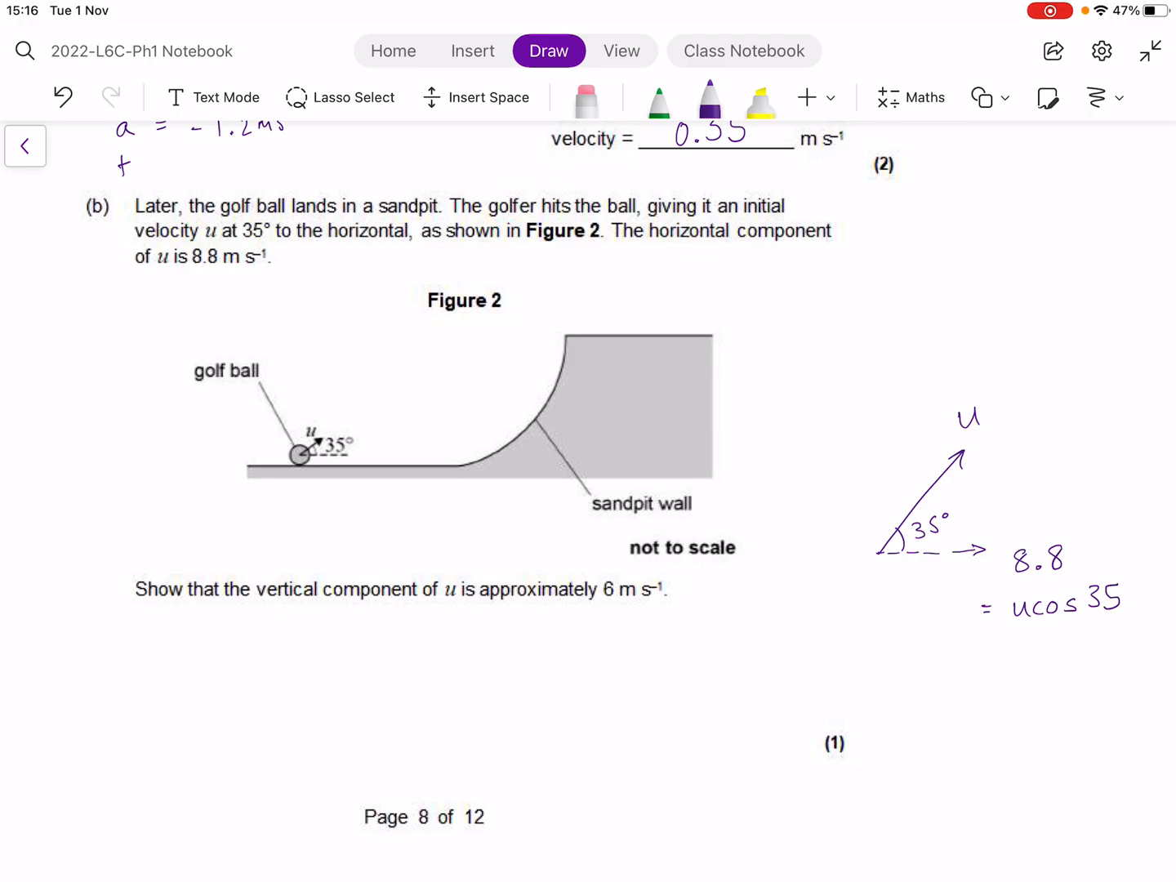So let's work out what u is. So u cos 35 is equal to 8.8. So u is 8.8 over cos 35. That is 10.7. I'm going to keep the full number on my calculator because we want the vertical component. So the vertical component would be u sine 35. You want to label it something, you call it u vertical, is u sine 35. So take our answer, times it by sine 35, and we get 6.16 meters per second. Okay, so we showed it's about 6.